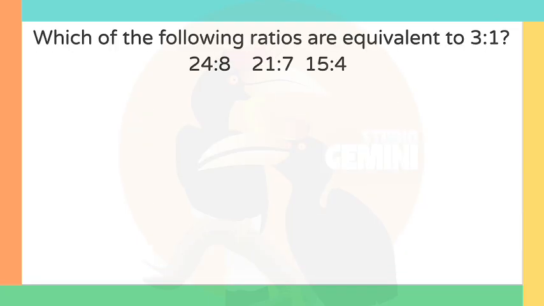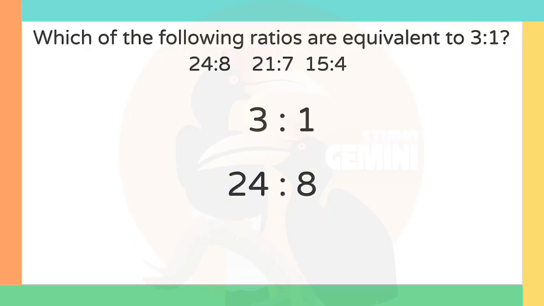Which of the following ratios are equivalent to 3 to 1? 24 to 8, 21 to 7, or 15 to 4? Let's compare the ratios one at a time. First we have 3 to 1 and 24 to 8. Let's try comparing them another way.